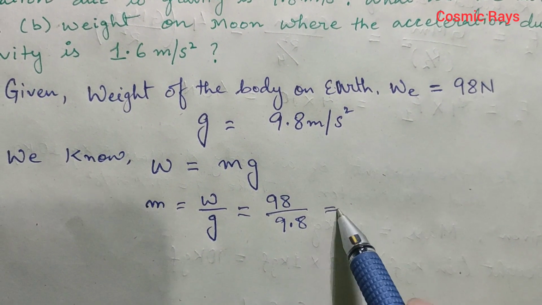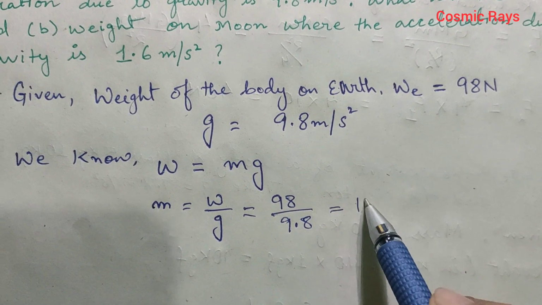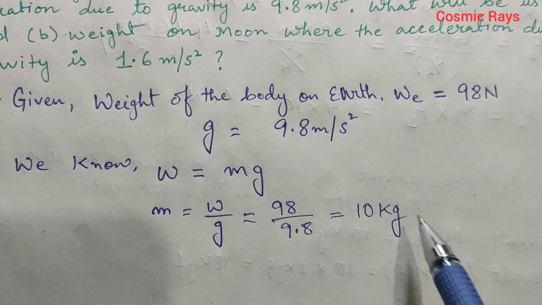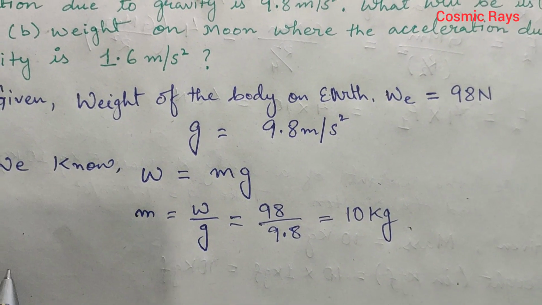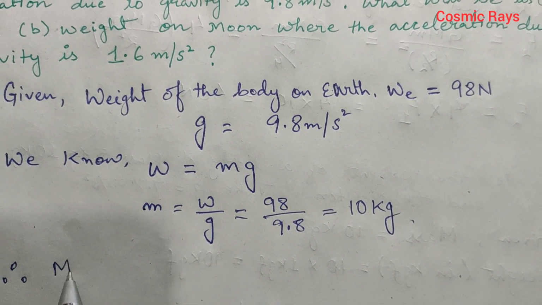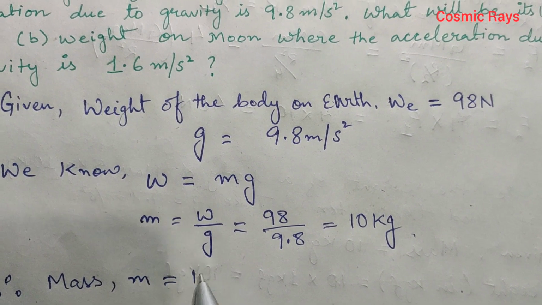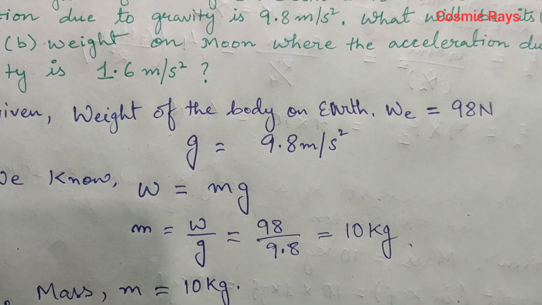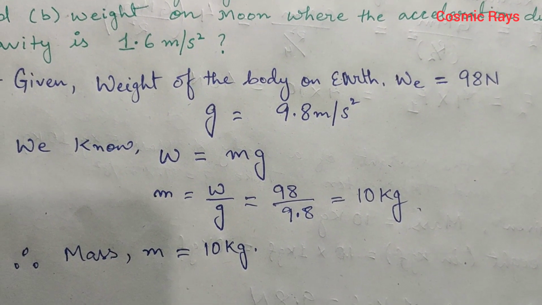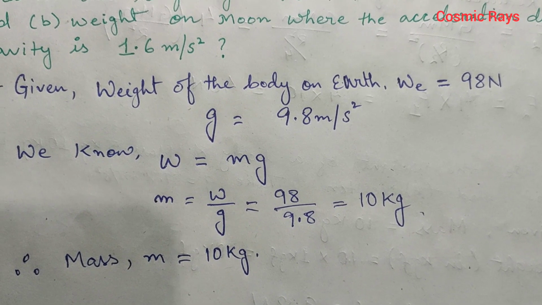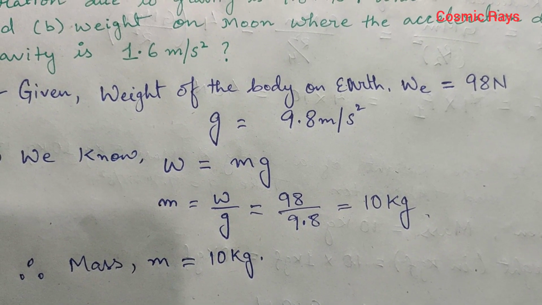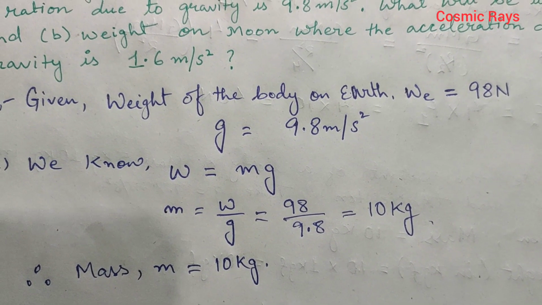So when we divide it after calculation we will get 10 kg. So therefore mass m is equal to 10 kg. So we have found out the mass of the body, and this mass when multiplied by the acceleration due to gravity on moon will give us the weight of the body on moon.